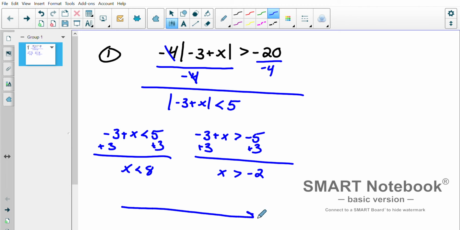When we go to graph this, make sure -2 goes on the left on your number line, 8 goes on the right. We are going to have open dots, and if we're less than 8 and greater than -2, these are going to connect. So there's your first problem.